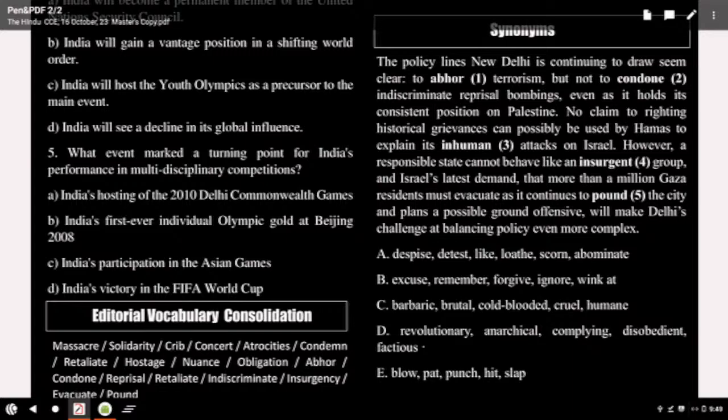What is the first word here? Abhor, abhorrence. And what are the words? Despise, detest, like, loathe, scorn, abominate. So what is the answer? You have to say loud and clear. How many of you say like? Take that one. It's a negative word, like is a positive word, so it is not a synonym.